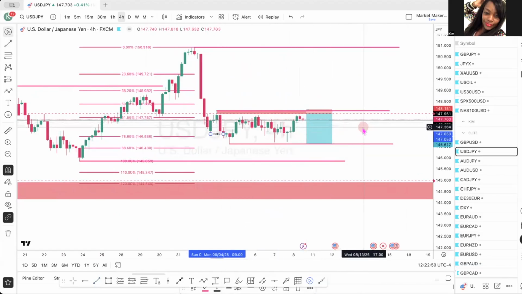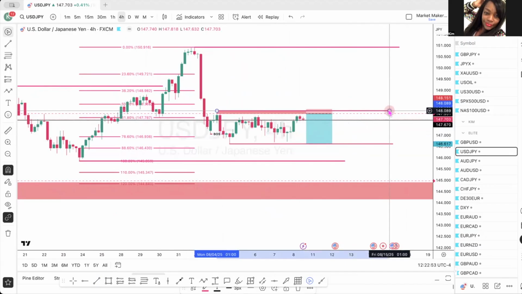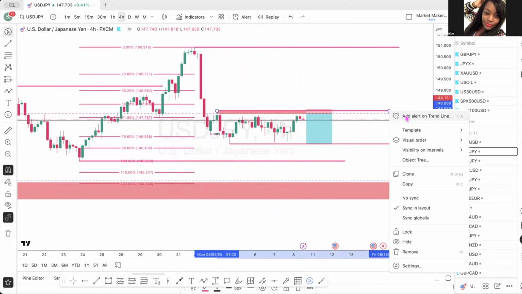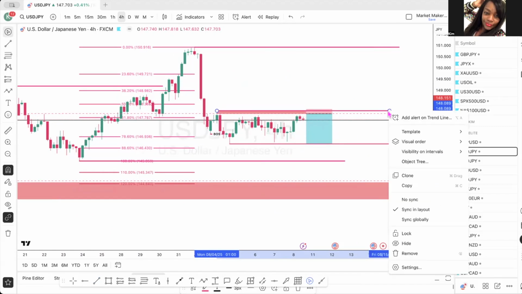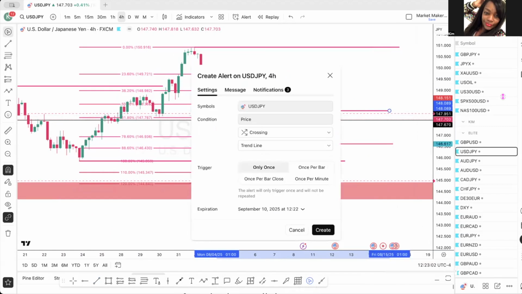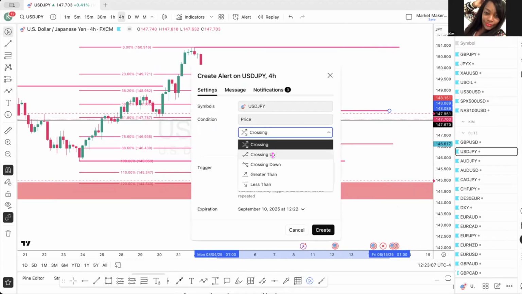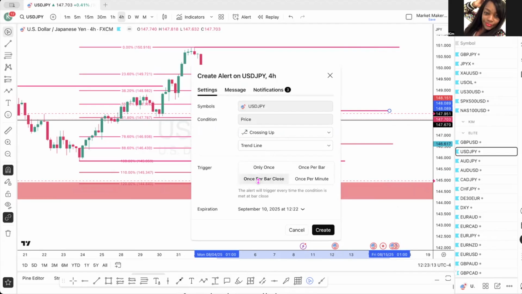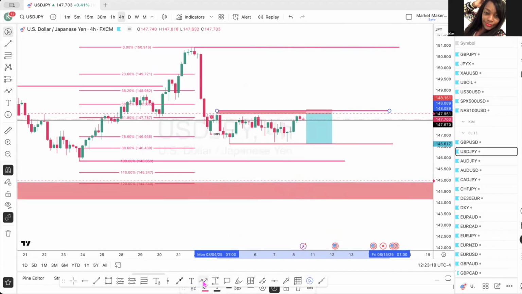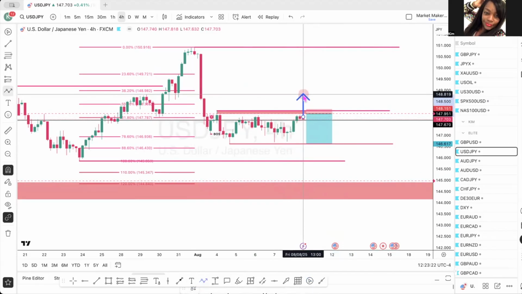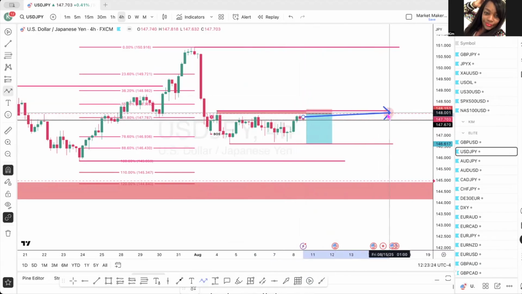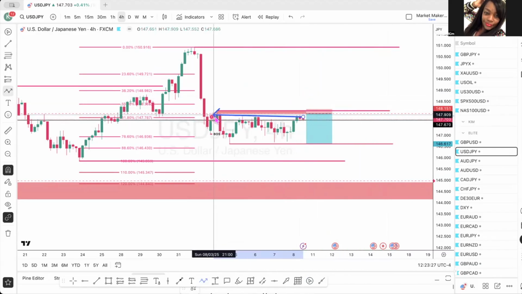All right, so on the swing high, I'm going to right click. I'm going to click the line. I'm going to right click. I'm going to add an alert. I'm going to add an alert crossing up, bar close. What that means is if price pushes up here and a bar closes above this line, that line I just created the alert on. And as you can see, the little alarm sign is right there.